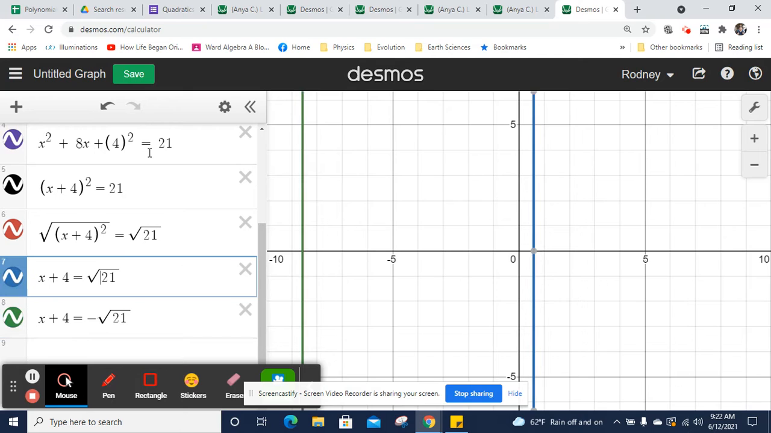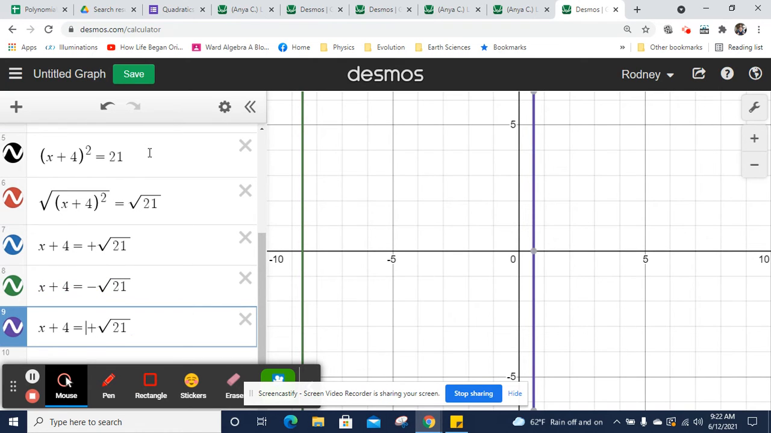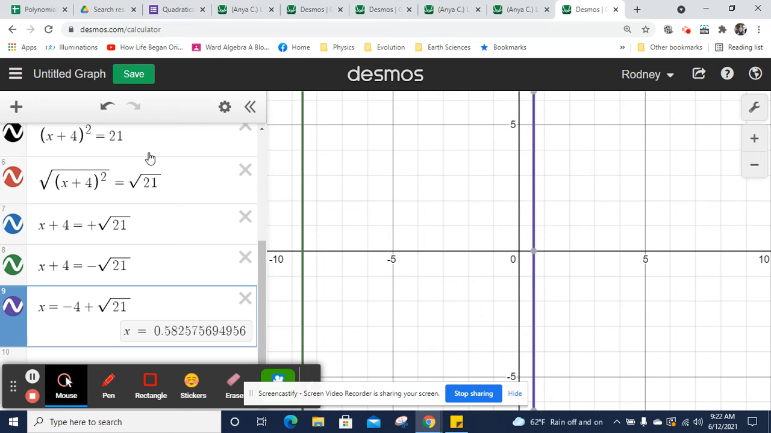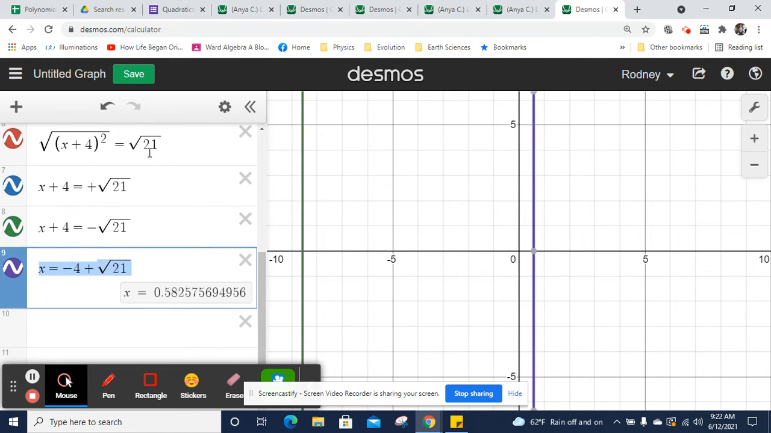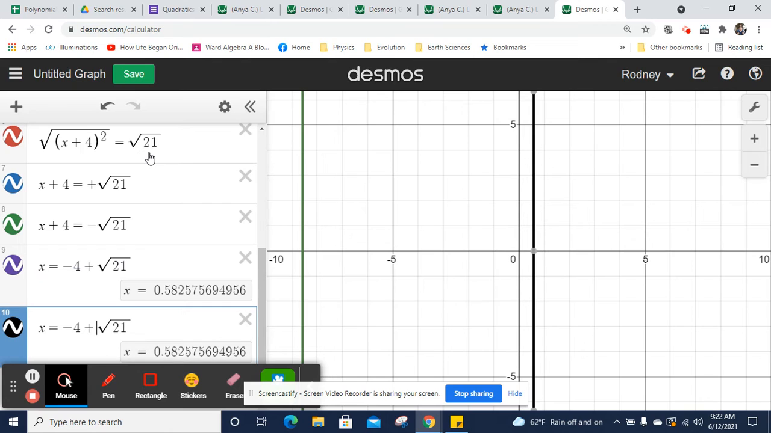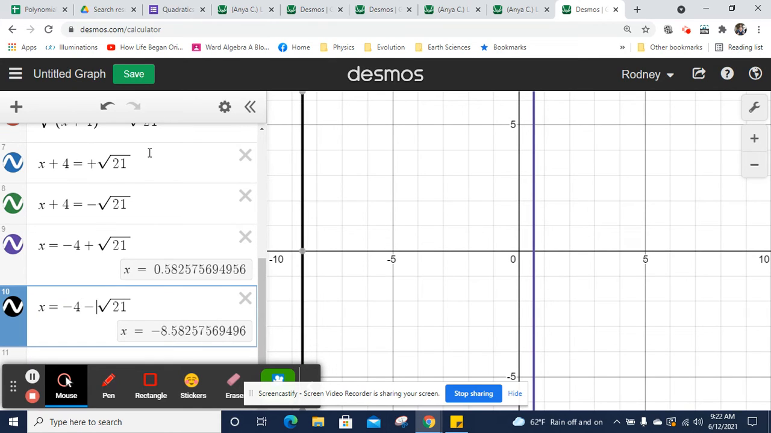So first, make sure you know that there's a plus and a minus. Then the next step is to subtract 4 from both sides. So I do minus 4 here, and I do minus 4 here. And I'm going to do the same thing with the other version. So the other version will be minus 4 minus the square root of 21.